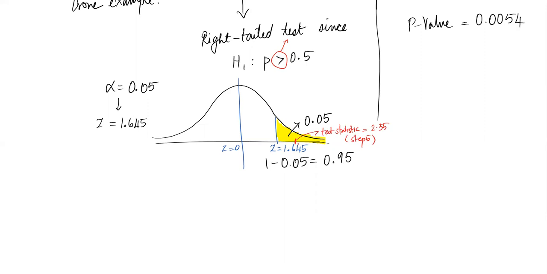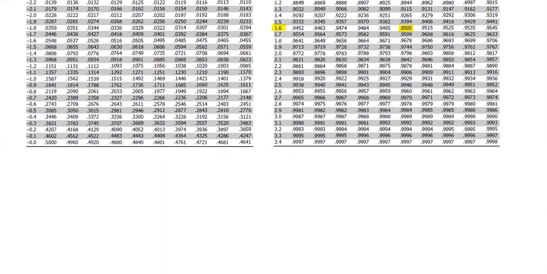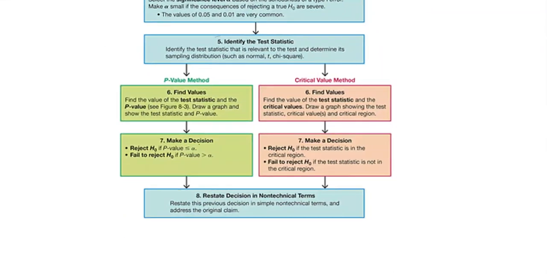Again, I'm not going to go into too much detail, but it was easier for me to explain this for the critical value, and therefore I used that here. So the test statistic fell in the region of rejection. We go to step 7. Step 7 was here. It says make a decision.